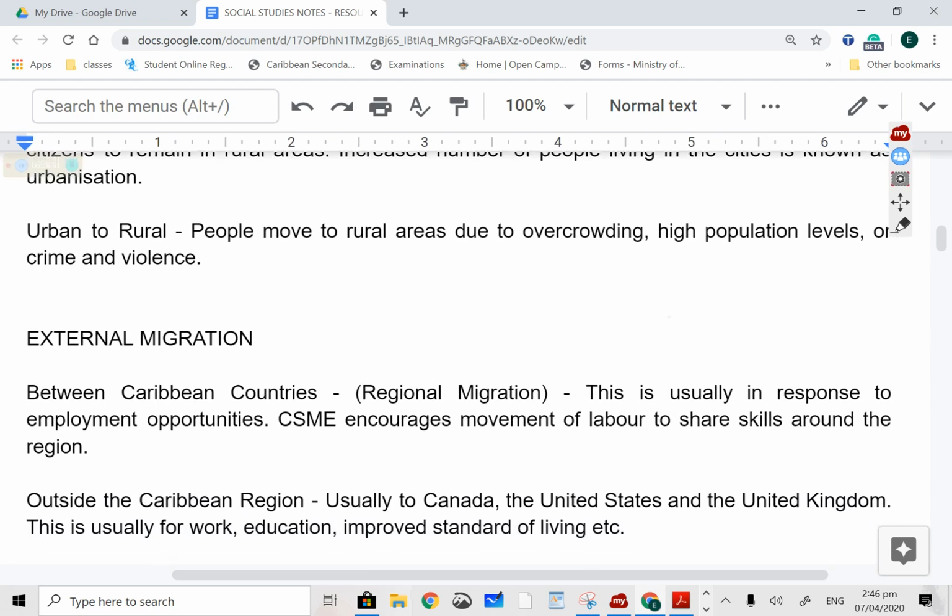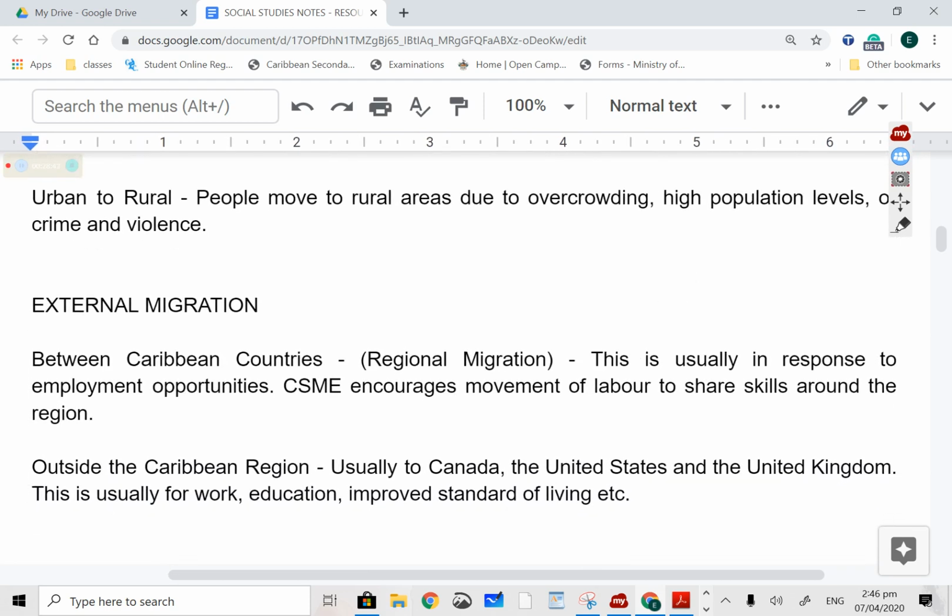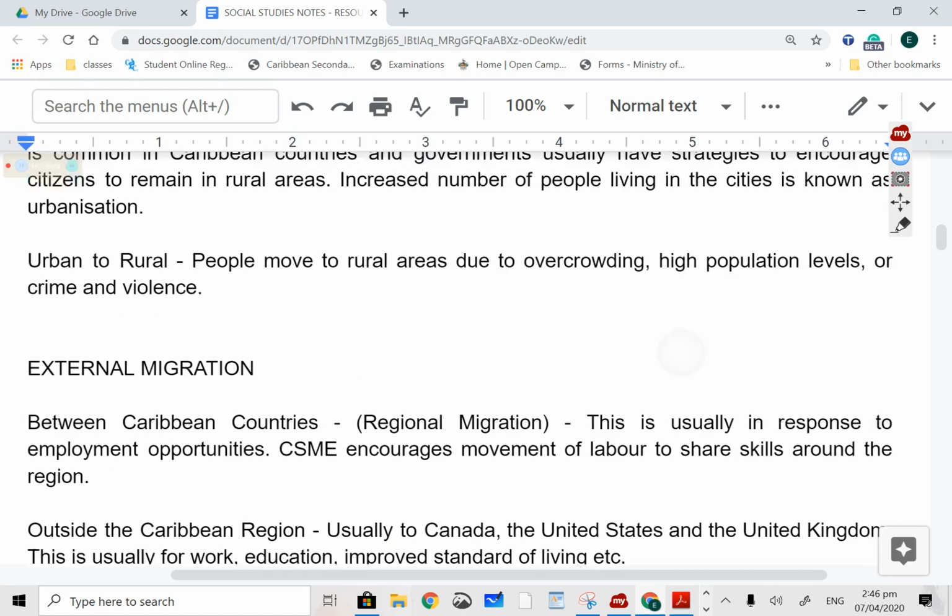Now, urban to rural, people move to rural areas due to overcrowding, high population levels, or crime and violence. So people do move from urban to rural areas. If the government builds a housing scheme, a lot of people move from urban area to rural area, right, to gain access to those housing schemes, people who have been renting, etc.